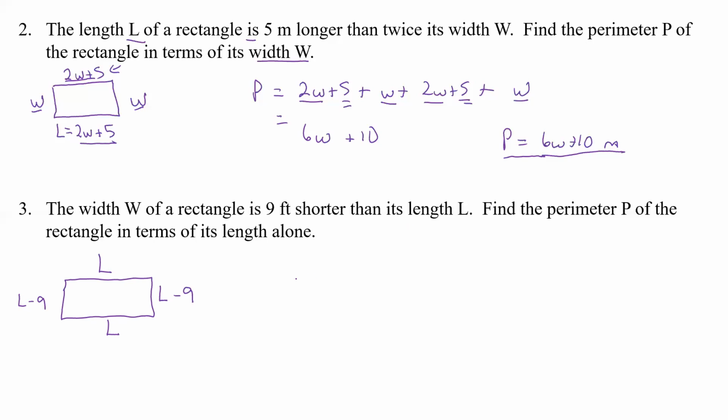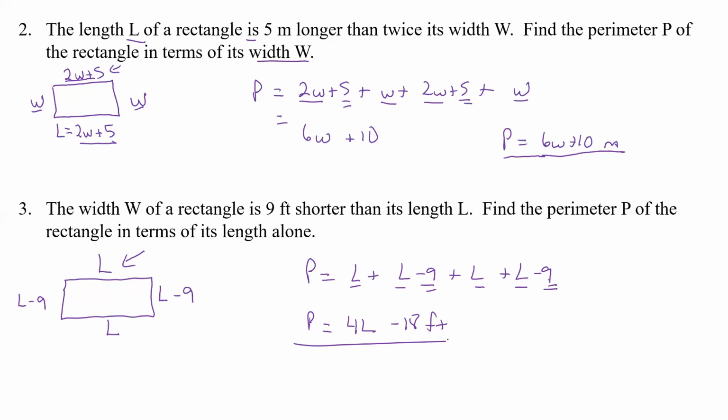And we want to find the perimeter. Well, what is the perimeter? Well, let's start here. It's L plus L minus 9 plus L plus L minus 9. So we just take an L, L minus 9, L, L minus 9, add them all together, and we notice those have the same like term, and those are the same like term. So P is equal to 1, 2, 3, 4L. Then minus 9 is minus 18. And this would be feet. And that would be our solution, 4L minus 18 feet.